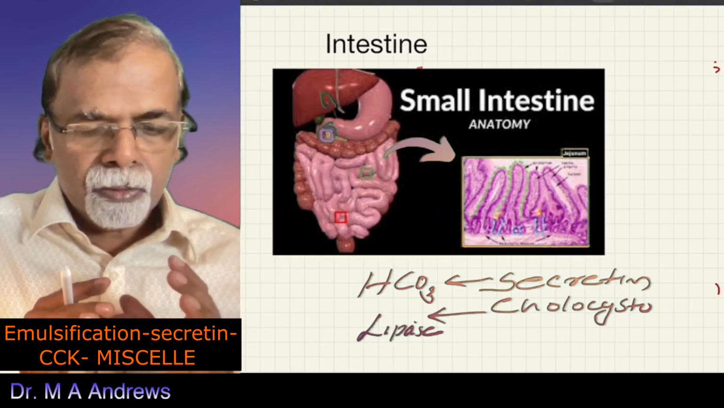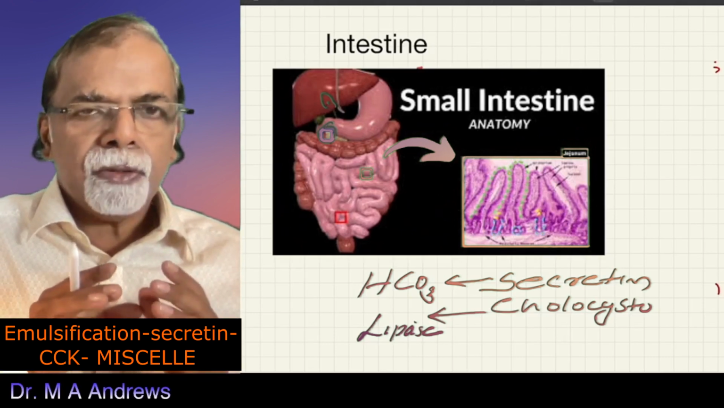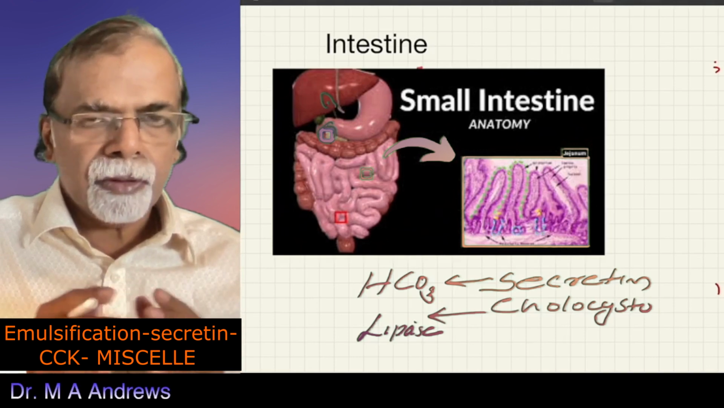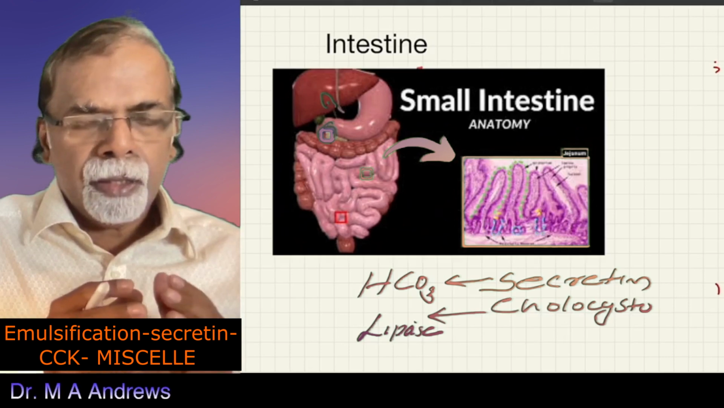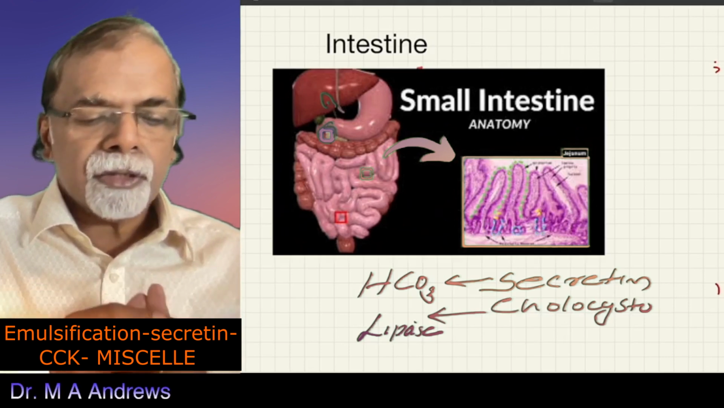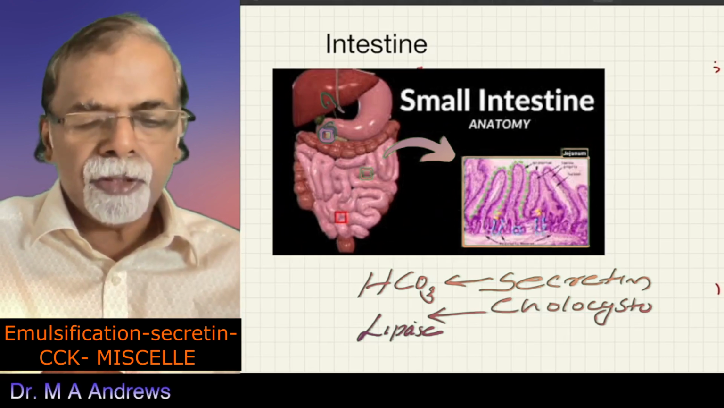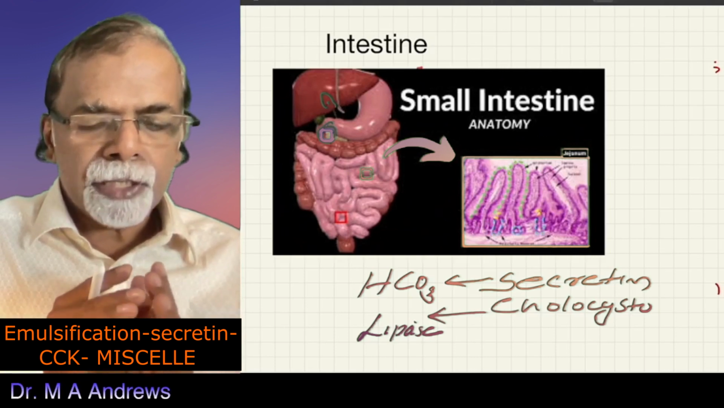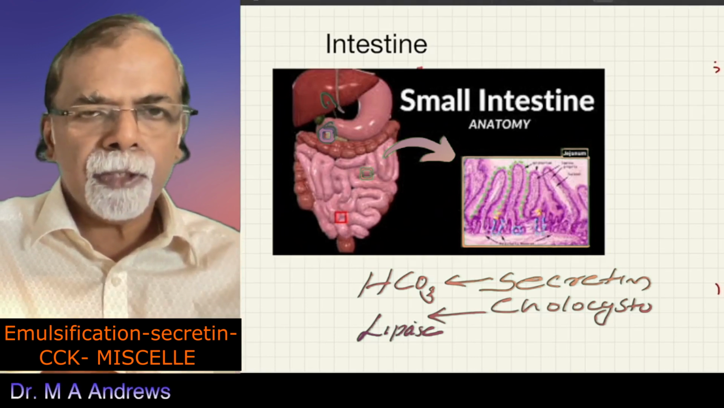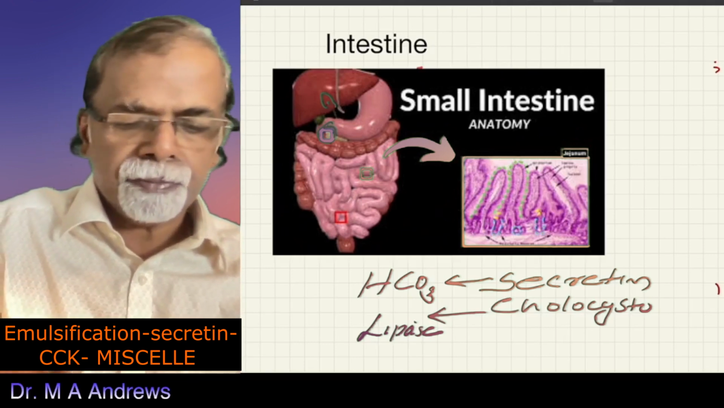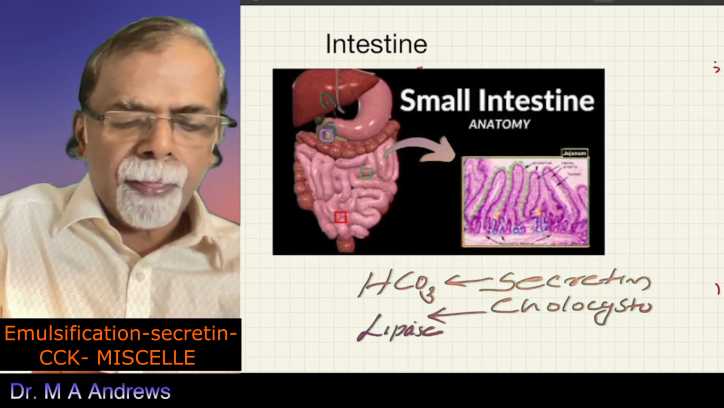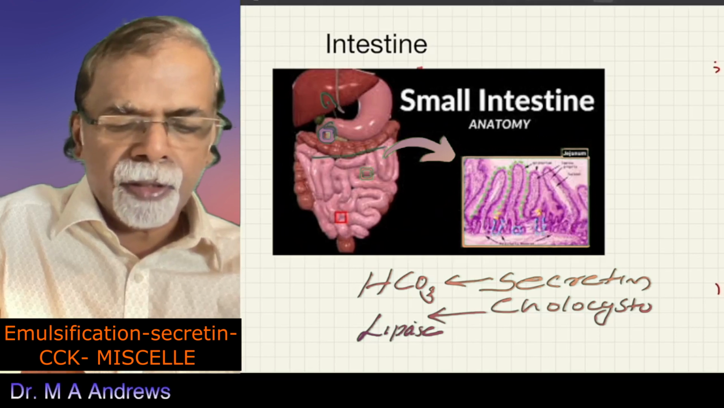So, for the pancreatic lipase to act, the pH has to be changed to alkaline, and in addition, the fat has to be emulsified. These two are facilitated by the secretion of the secretin and cholecystokinin. Remember this point. So this is the small intestine.